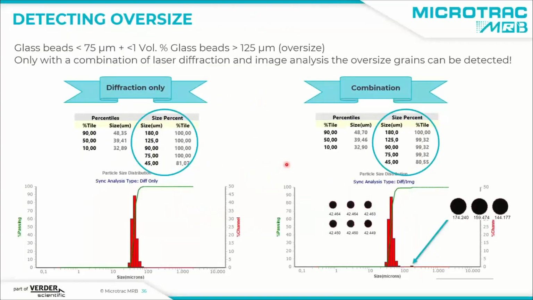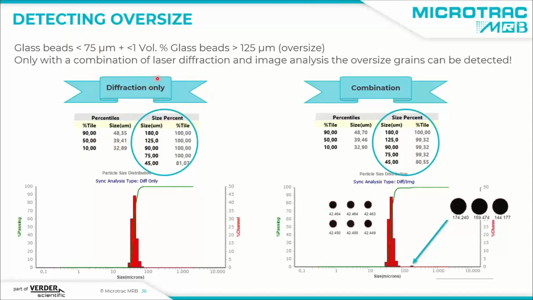Now let's see how this affects the result. First of all, I would like to talk about oversize detection. In this example, we have a sample with spherical particles that are all smaller than 75 micrometers. To this sample, we have added 1 volume percent of particles that are larger than 125 micrometers, so 1% oversize. You can create these types of samples very easily by just using appropriate sieves.